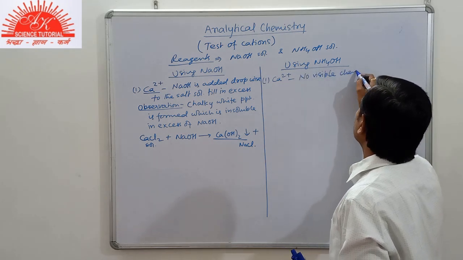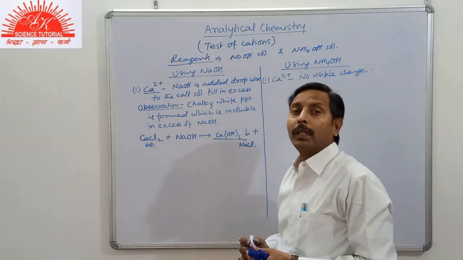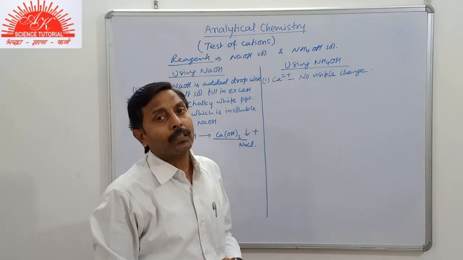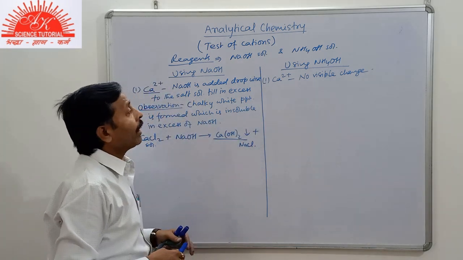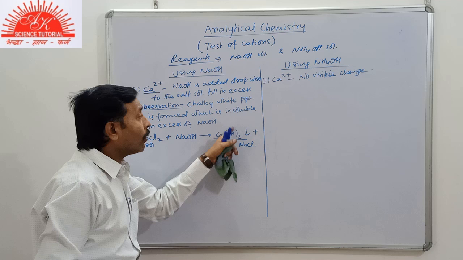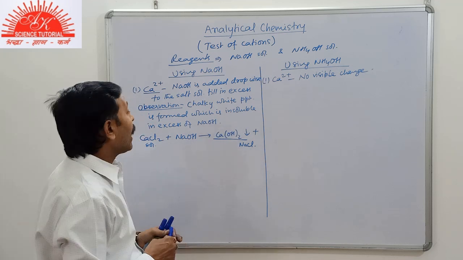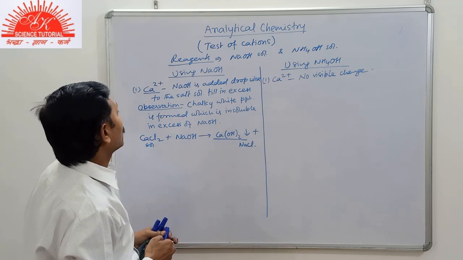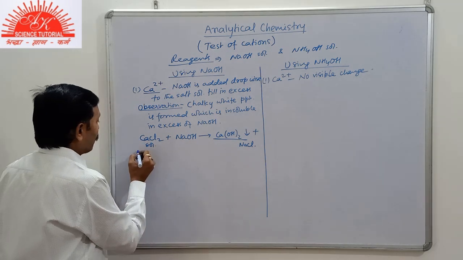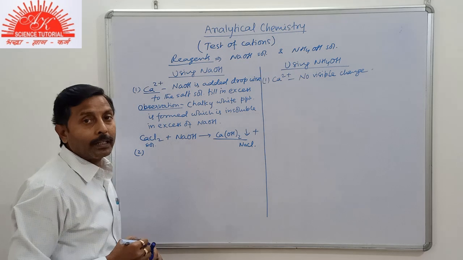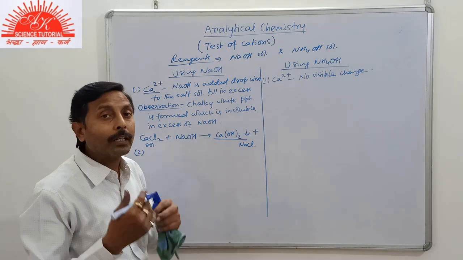No visible change means there will be no change in it. So this is the test for calcium ion. With the help of this kind of observation, you will identify the calcium salt. Now take another ion, another type of salt, salt of another metal.